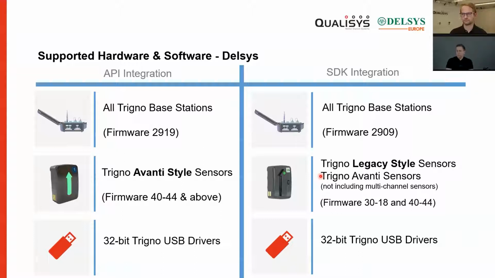Firmware, as before, is also on the sensors. For Trino legacy style sensors, the firmware should be 3018, and the Trino Avanti should be 4044 currently. And it's still the same 32-bit Trino USB drivers that are required.